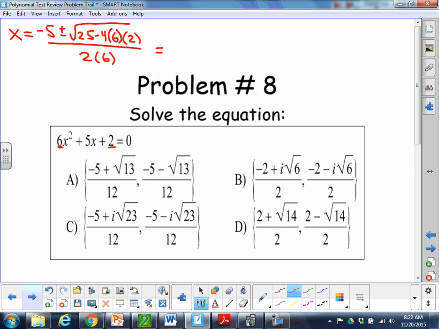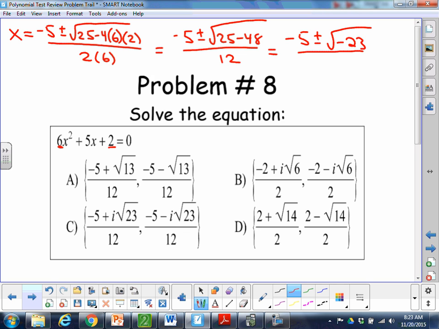Okay, so let's do some simplifying here and see what we get. Looks like negative 5 plus or minus square root of, I know it's 25 minus, what would that be, minus 48? 4 times 6 times 2, yep, so 25 minus 48 all over 12. Okay, so we'll keep simplifying. Negative 5 plus or minus the square root of 25 minus 48 should be negative 23 all over 12. And then we do want to simplify a little bit.